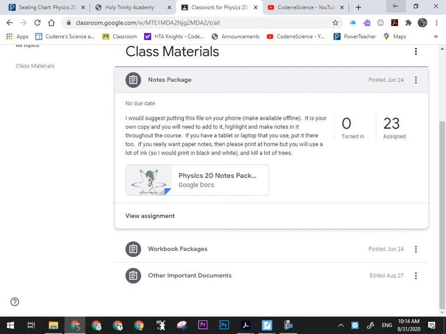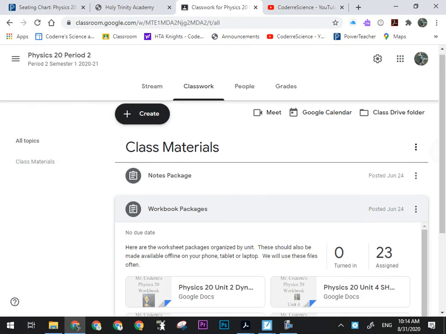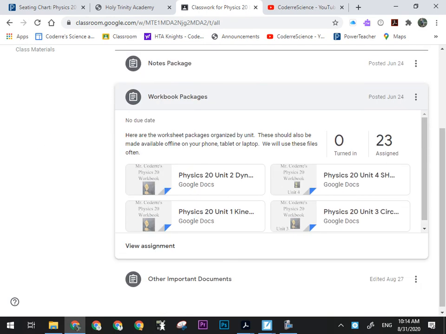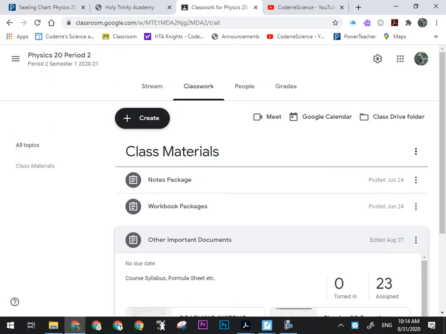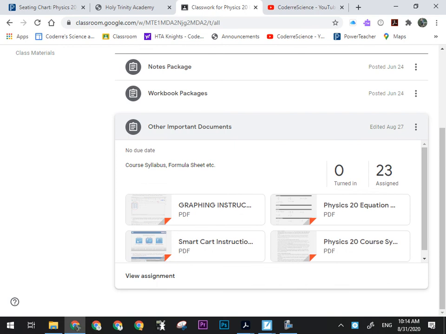Then you have your workbook package for each unit. For right now, obviously you'll only need the one for unit 1. And then there are other important documents. One is the document we're going to go over right away, which is the course syllabus. So we'll be going through that. There's also a formula sheet, and you're going to need that as well. The smart cart and graphing instructions you won't need till much later.